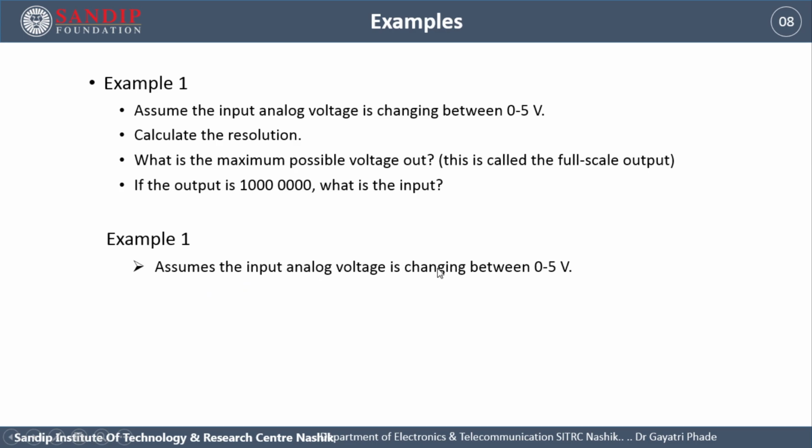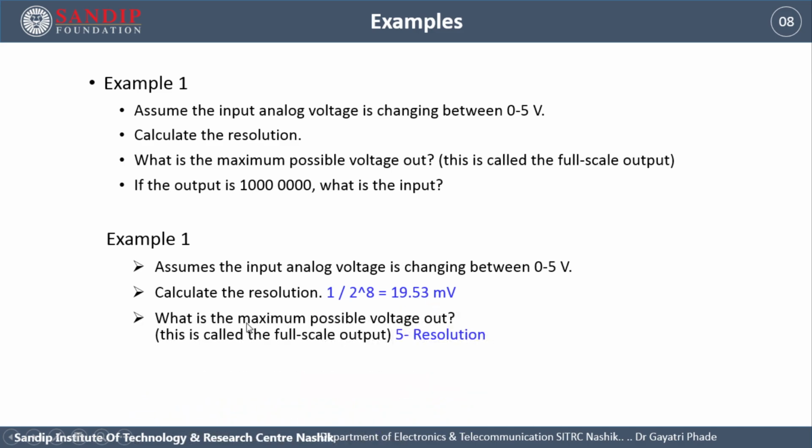Let us assume the input voltage is between 0 to 5. How is resolution calculated? 1 upon 2 raised to n. Here n is 8 bits, 4 and 4, so 8 bits are there. That's why it is 2 raised to 8. So we are getting 19.53 millivolt per step.